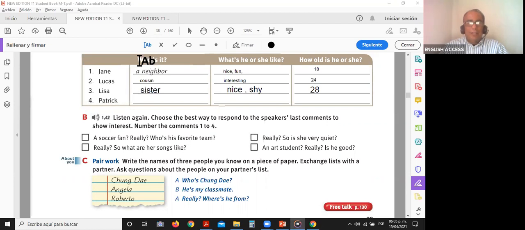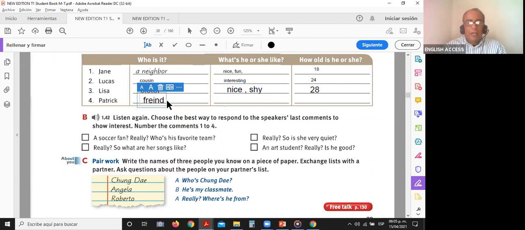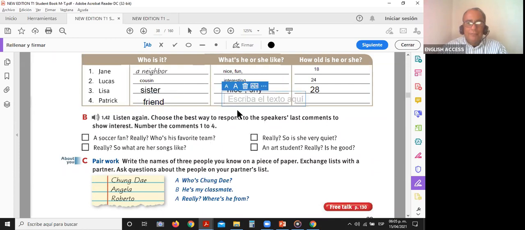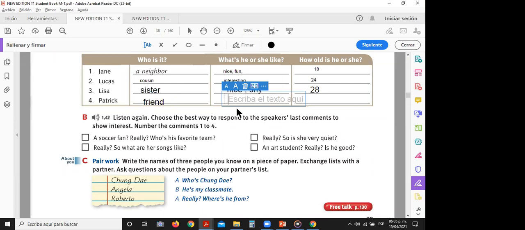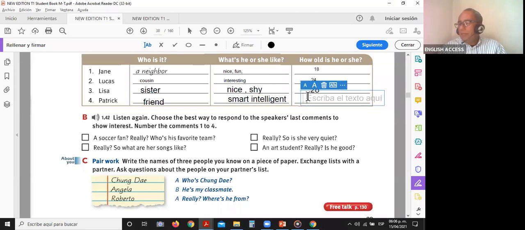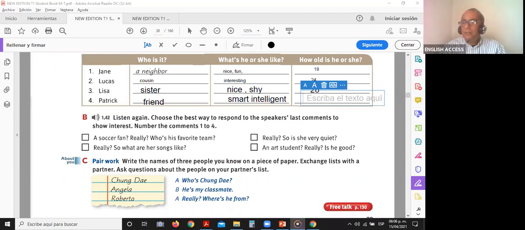Okay, what about Patrick? Who is he talking about? Who is it? Friends. A friend. Very good. He's talking about a friend. And what's he like? Smart. Smart or intelligent? Yes. And what about his age? Do you remember the age? You know, he's 45.